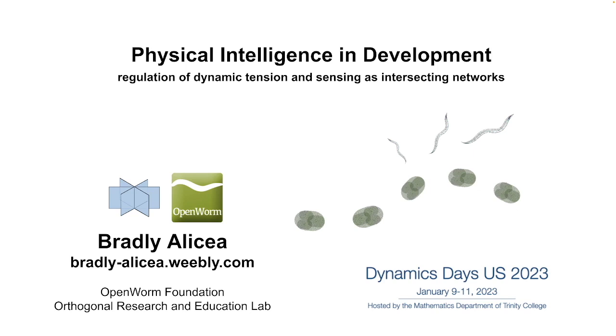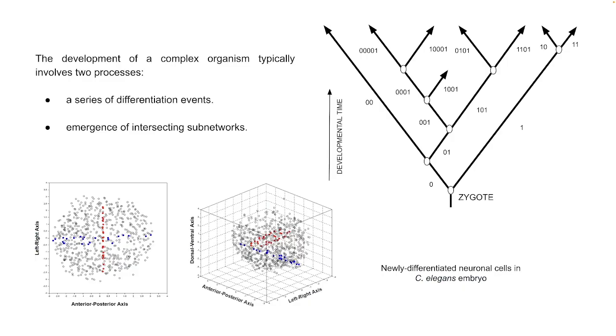And today I'm going to talk to you about physical intelligence and development, regulation of dynamic tension, and sensing as intersecting networks. The development of a complex organism typically involves two processes. The first is a series of differentiation events, and these are summarized in the tree at the right. This is a binary tree that has branching events throughout its topology and is organized in terms of developmental time. So the farther we go in developmental time, the more division events we have.